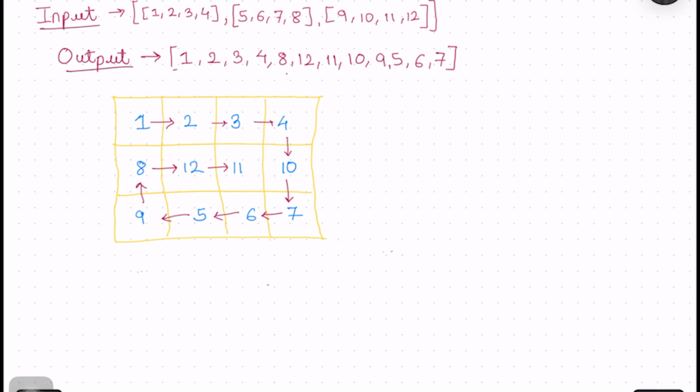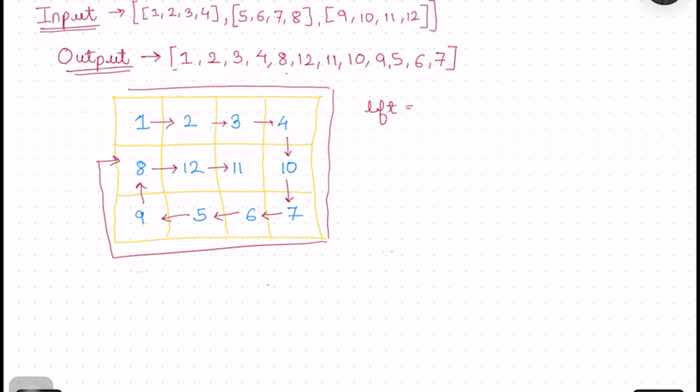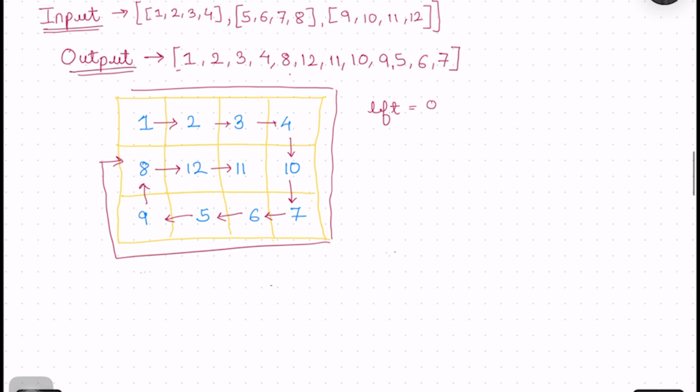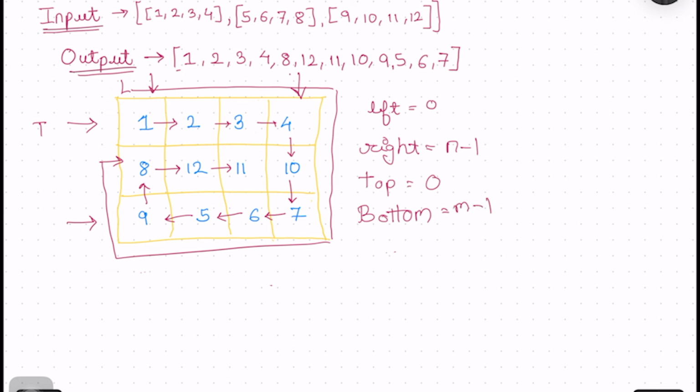Okay, so I have already written here the input and output and the matrices. Since we have to traverse the matrix in different directions, let's define the pointers for it. Left should start from 0. Then we have right, it should be n minus 1. Then we have top, it should also start with 0, and then bottom, for an m cross n matrix, will be m minus 1.